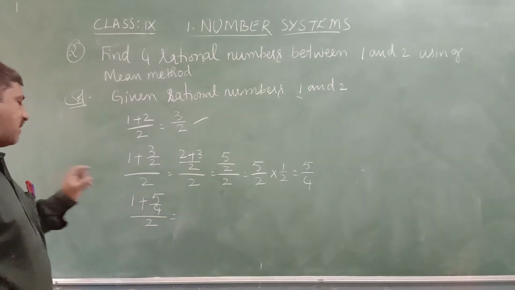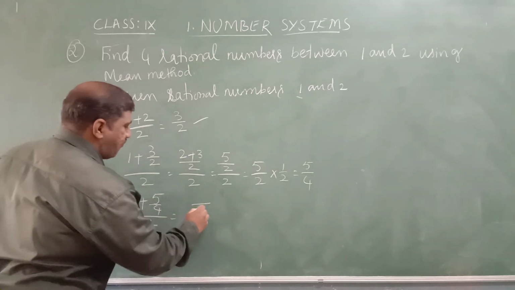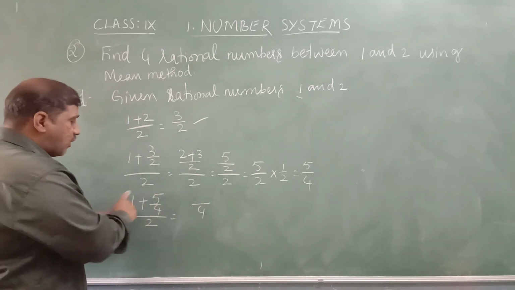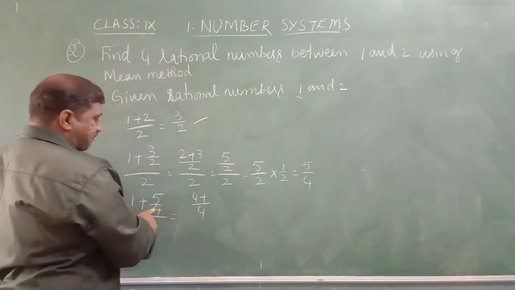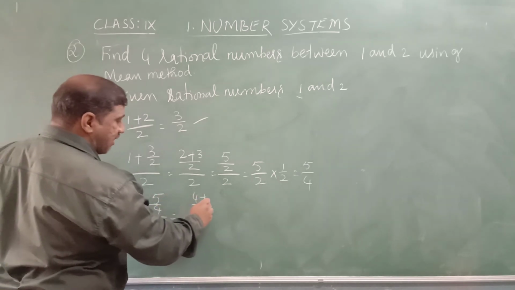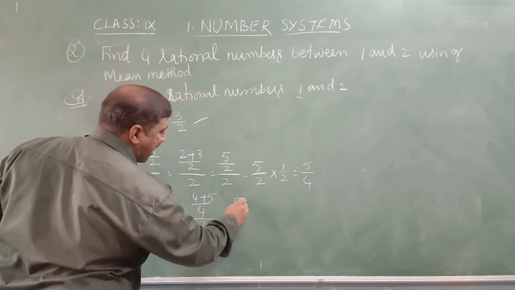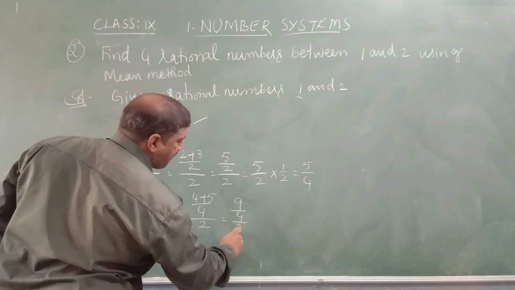Now what is the LCM? It is 4. So divide 4 by 1: 1 fours are 4, 4 into 1 is 4, plus 4 ones are 4, 1 into 5 is 5 over 4. That is 4 plus 5, 9. So 9/4 divided by 2.